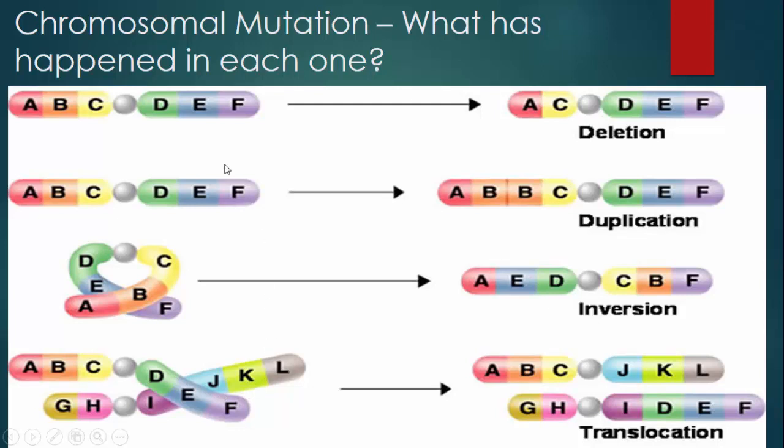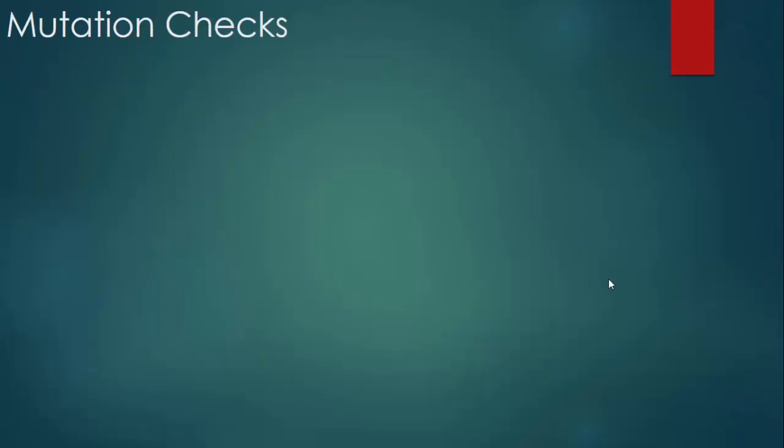You're off to a good start. Deletion, pretty obvious. One gets deleted. Duplication, do not confuse that with insertion. We have duplicated an existing letter already, and then inversion, it gets flip-flopped. That will be on your test for sure.